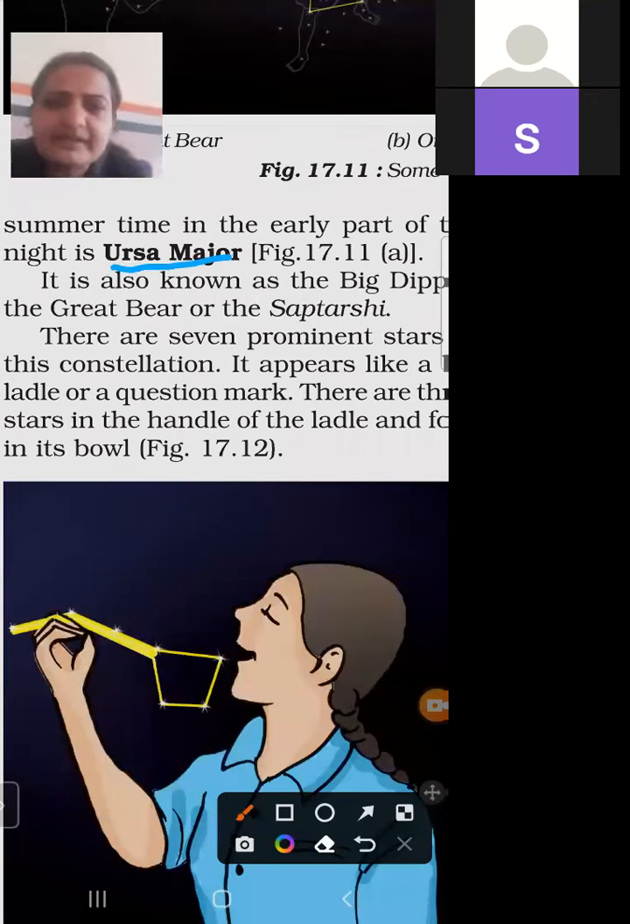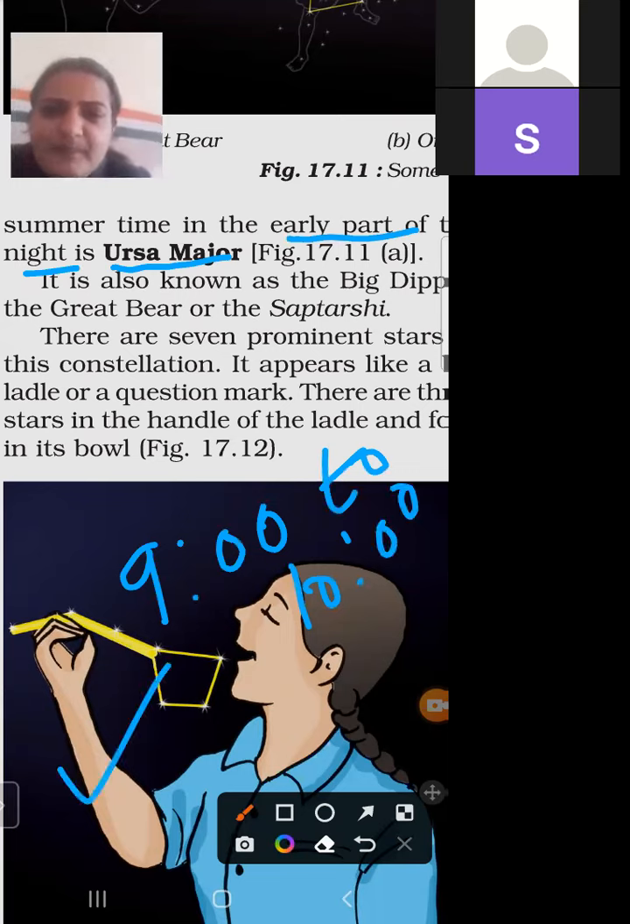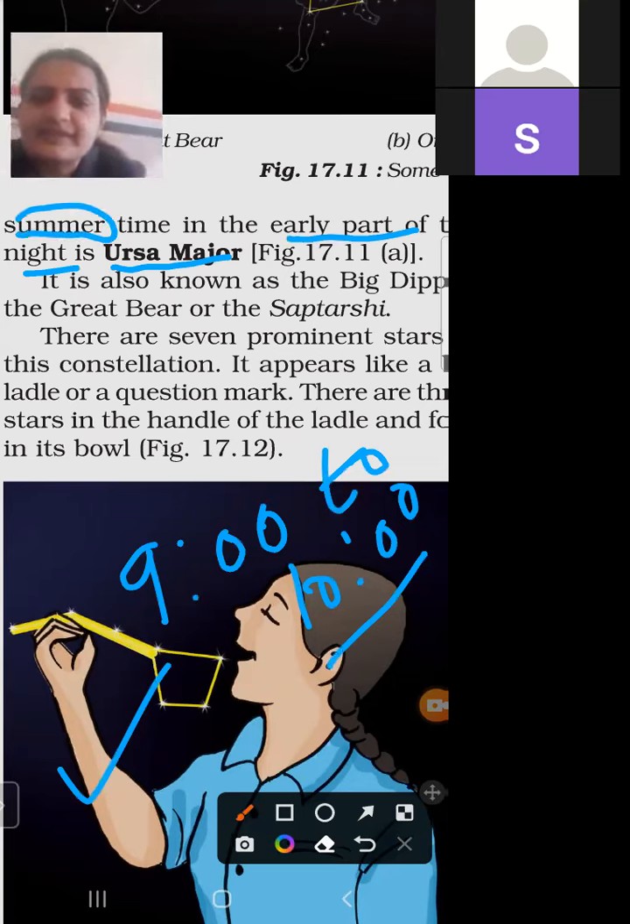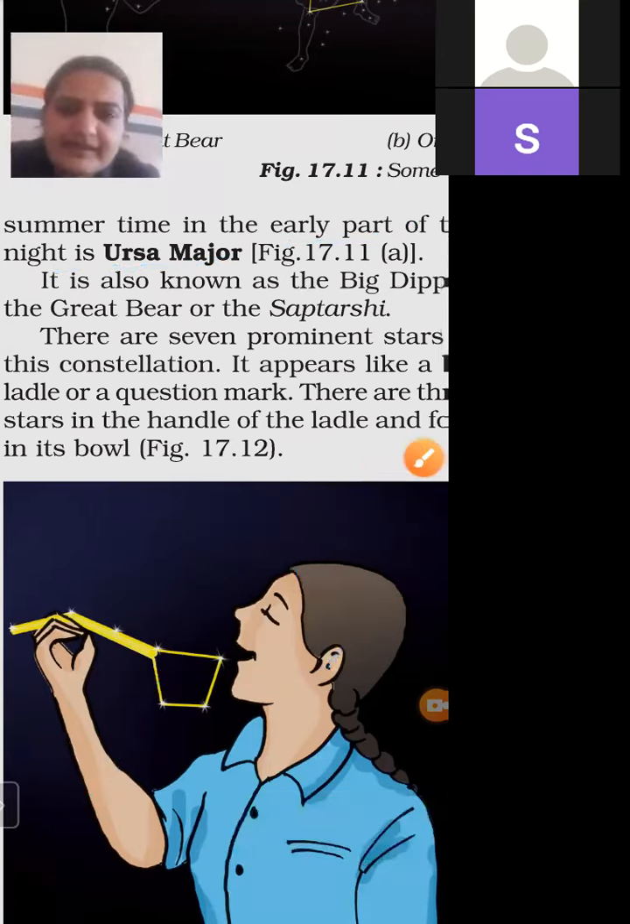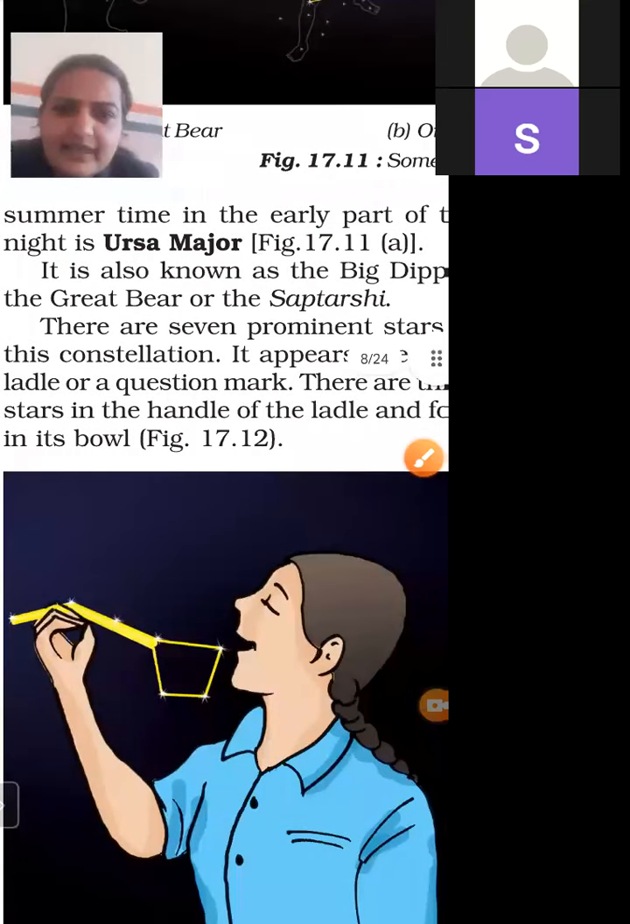We see this constellation in the early part of the night, around 9 to 10 o'clock. Around 9 to 10 o'clock at night we can see this Ursa Major, and we can see Ursa Major in summers. So we can see Ursa Major in summertime.